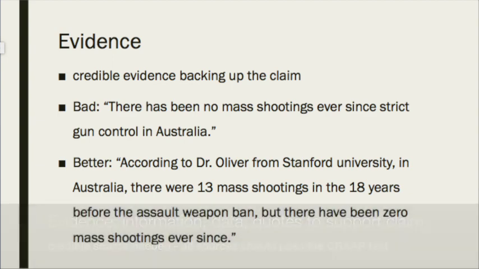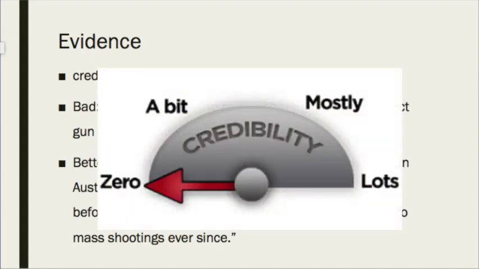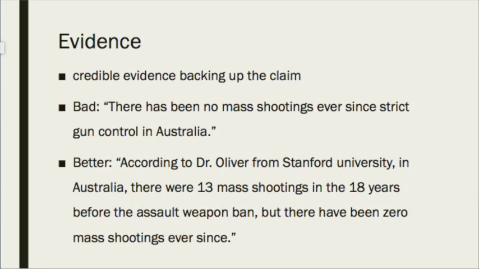A bad example of an evidence would be, there has been no mass shootings ever since strict gun control in Australia. Without credibility, it can be easily refuted. A better example would be, according to Dr. Oliver from Stanford University, in Australia there were 13 mass shootings in the 18 years before the assault weapon ban, but there have been 0 mass shootings ever since.